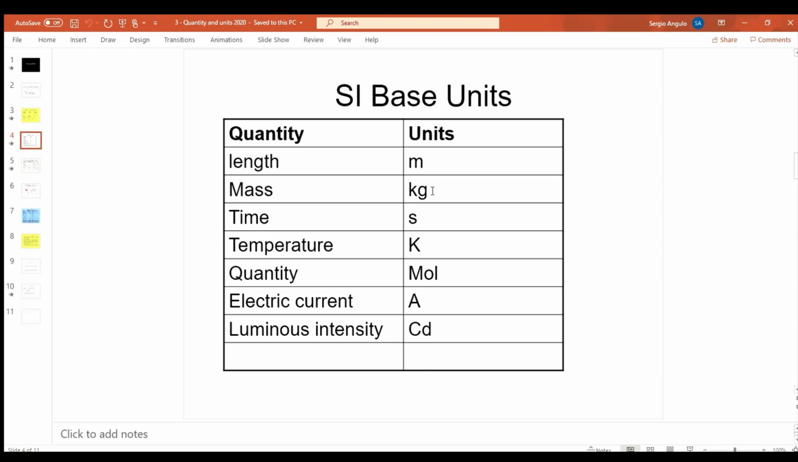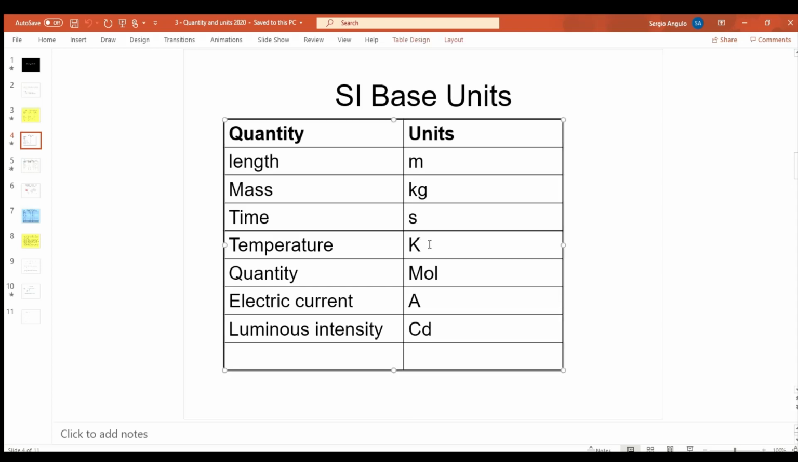Time, we're going to use seconds. Like I said, you can use hours, minutes, days, but the base unit is seconds. We'll use seconds as much as we can, especially when making new units, as we'll see in the next slide. Temperature is in kelvin.